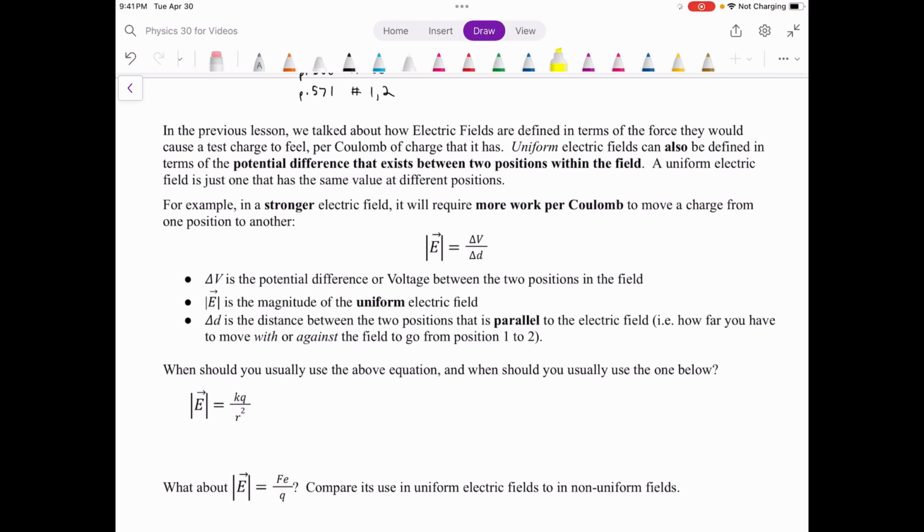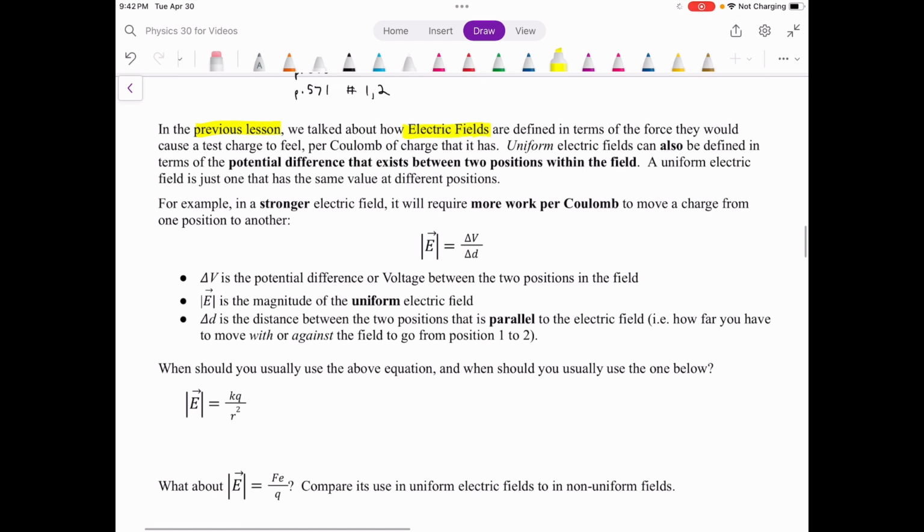All right, so in the previous lesson, we introduced and defined the electric field, right? And we talked about how electric fields are defined in terms of the force they would cause a test charge to feel per coulomb of charge that test charge has. Newtons per coulomb is the unit of electric field. So if they're in a 10 Newton per coulomb electric field, all that means is that a 1 coulomb charge will feel 10 newtons of force because of that field, right? A 2 coulomb charge will feel 20 newtons of force because of that field.